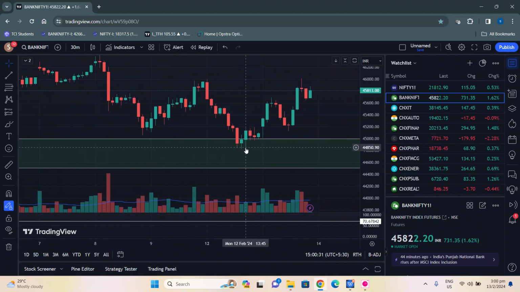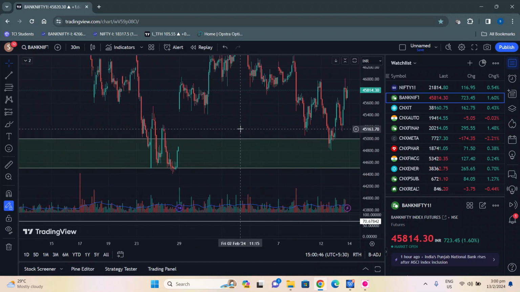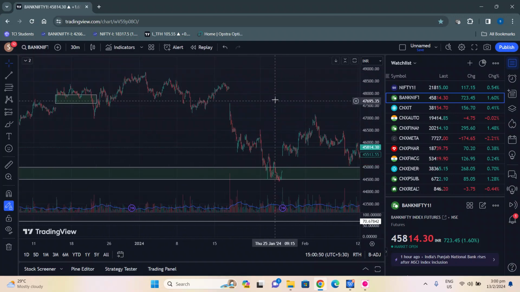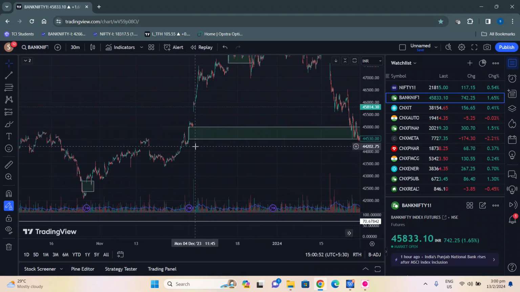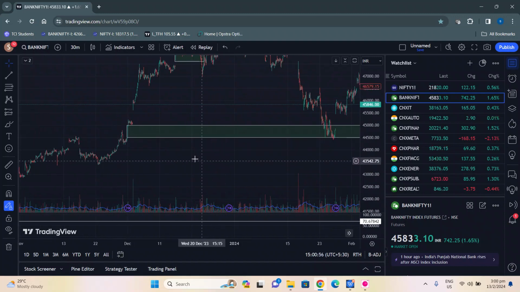Then again, if you see yesterday, which is the 12th February, it entered the range again, and again it moved upwards. So 44,800 to 45,000, 46,000. So around another 1,200 points it moved up. Okay, so this is the way you need to look at the open drive concept. You cannot look at the open drive concept in all places.